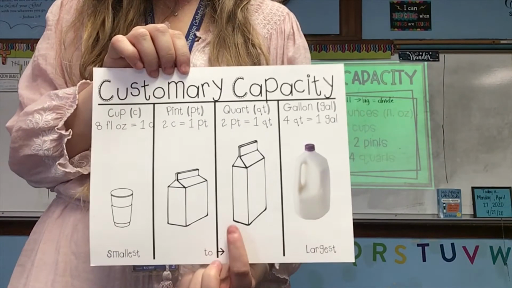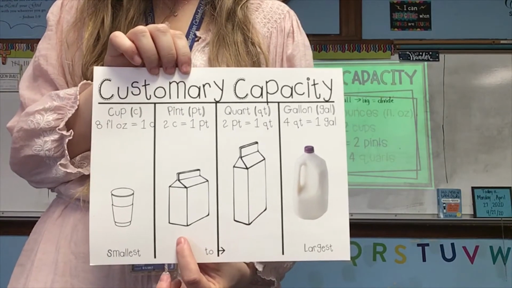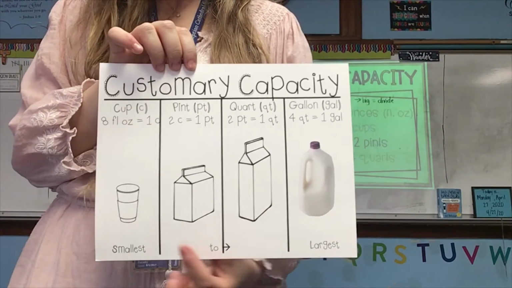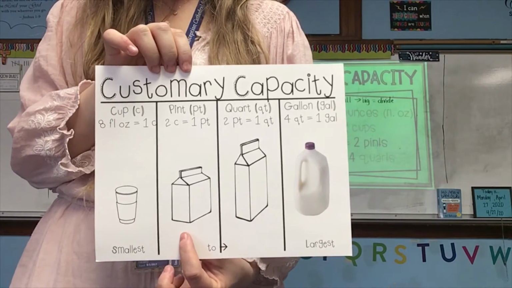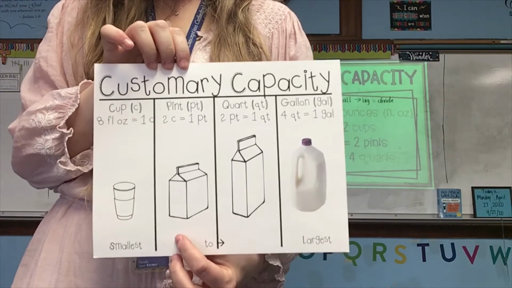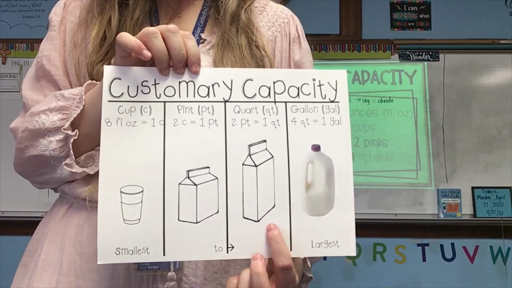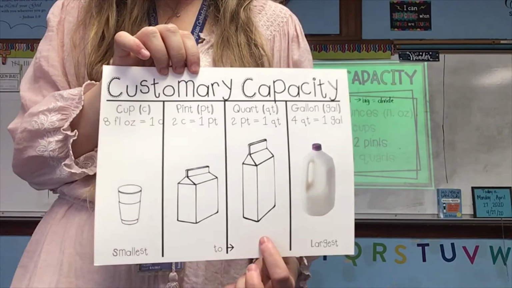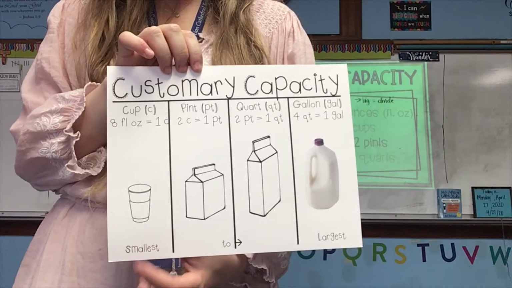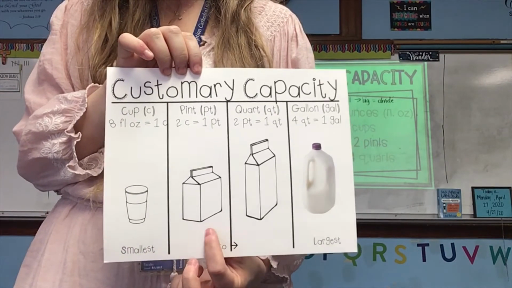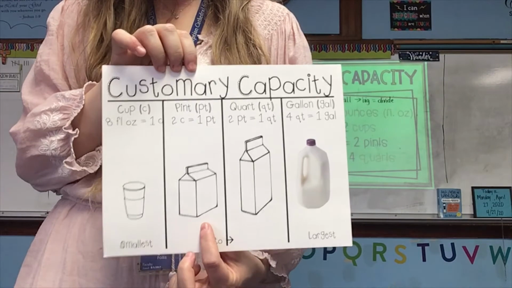If you know quarts and you're trying to find pints, that means you're going from big to small, and you are going to multiply. Don't forget, if you know cups and you're trying to find quarts, yes, you are going small to big, so you are going to divide, but you have to go to pints first. Don't forget that. We'll do some examples.